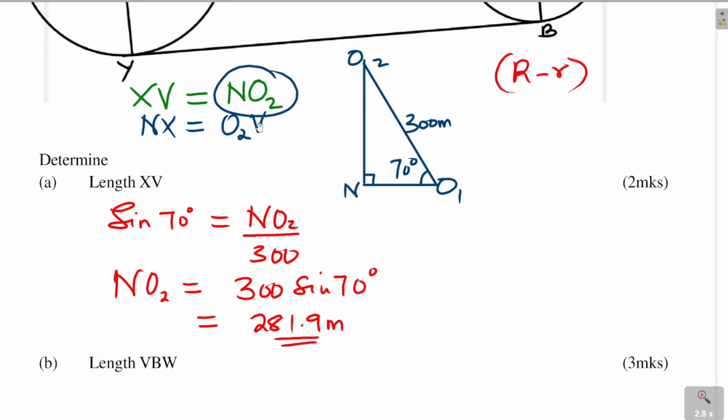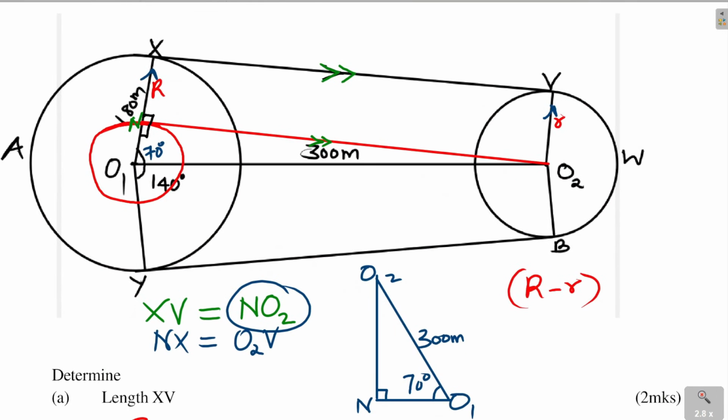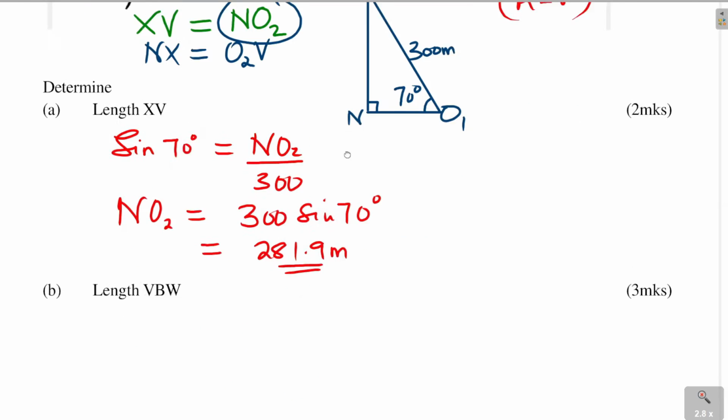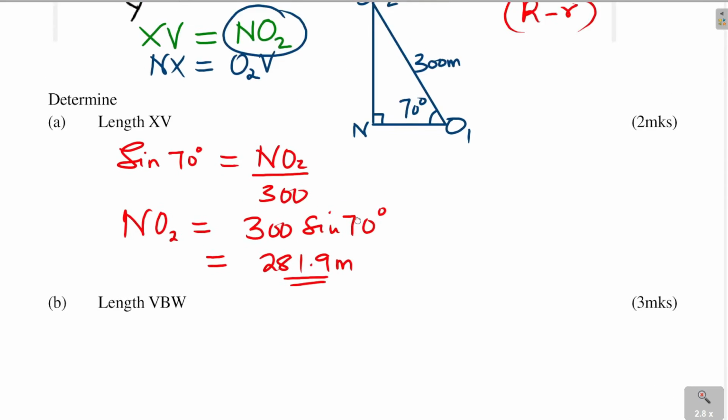We just said that NO2 is the same as XV, and therefore this is 281.9 meters, and also this one is 281.9 meters. Those two measurements are equal, NO2 and XV. So we have worked out XV. We go to part 2, the length VBW.